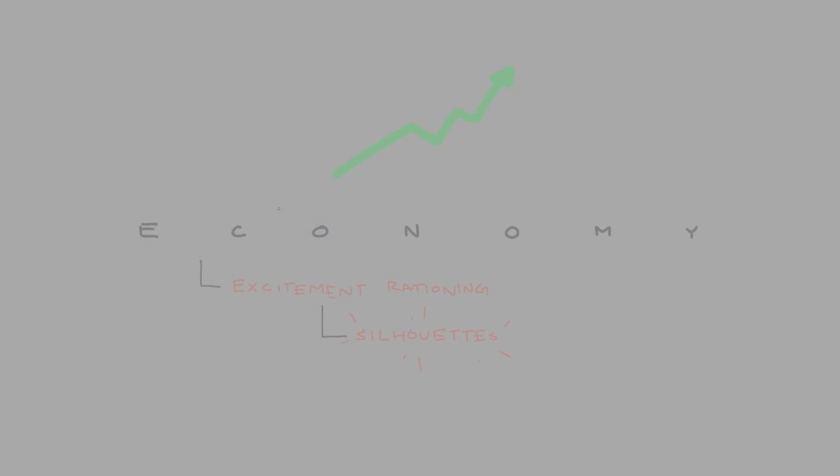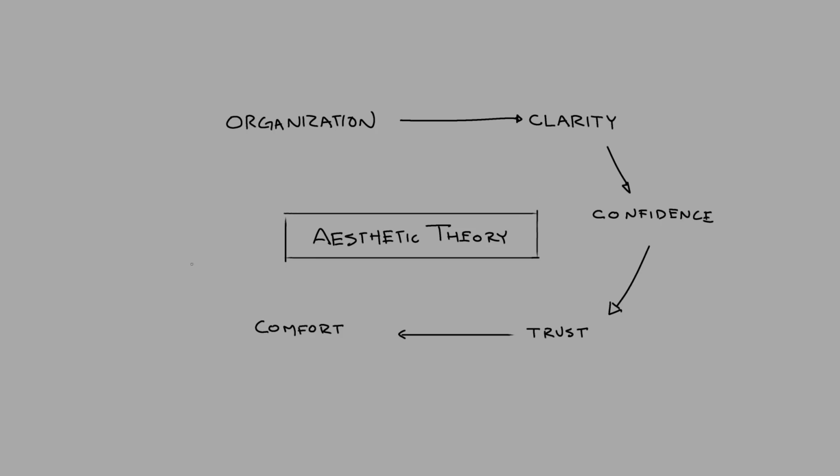Once again, I will reiterate that all creative things revolve around a basic aesthetic theory. Organization is clarity, clarity is confidence, confidence is trust, trust is comfort, and comfort is appeal. It doesn't really matter how you phrase it, but hopefully you get the general idea behind aesthetics as requiring a mutual subconscious trust between artist and viewer.